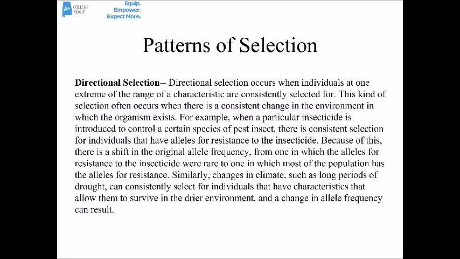There's also directional selection. This one is when individuals at one extreme of the range of a characteristic are selected for, and those in the middle and those on the other extreme are selected against. So this happens a lot when there's a consistent change in an environment. For example, if you were using a certain insecticide on a field, the insects that had some resistance to that insecticide, those would be selected for. And the insects without that resistance, those would be selected against.